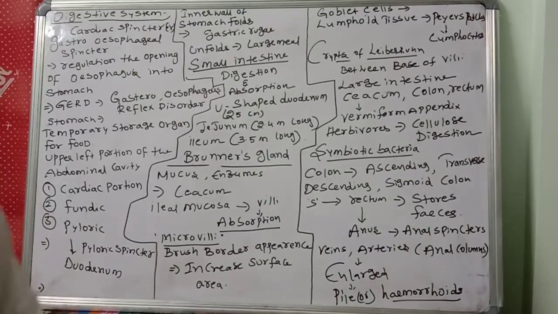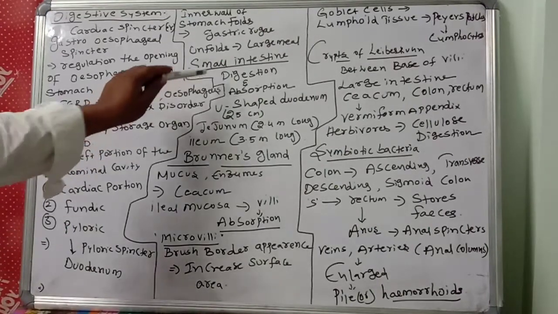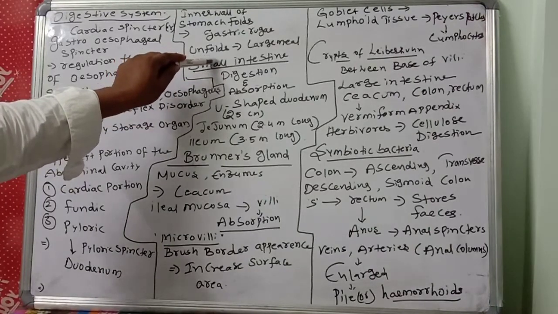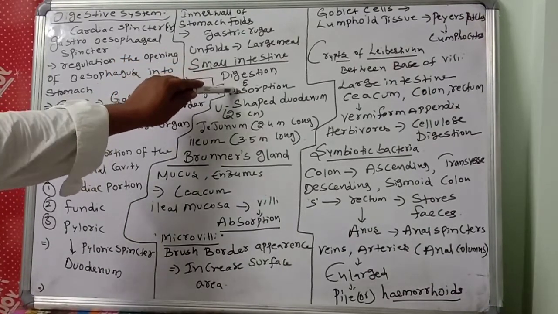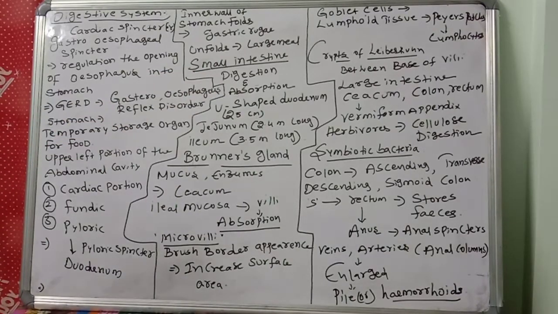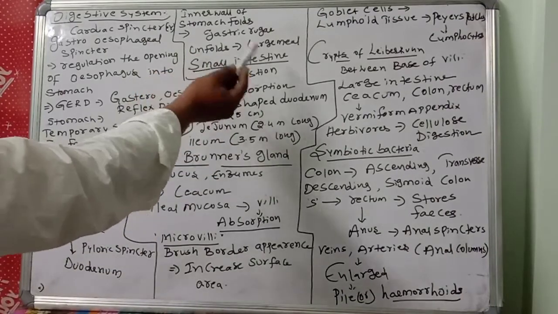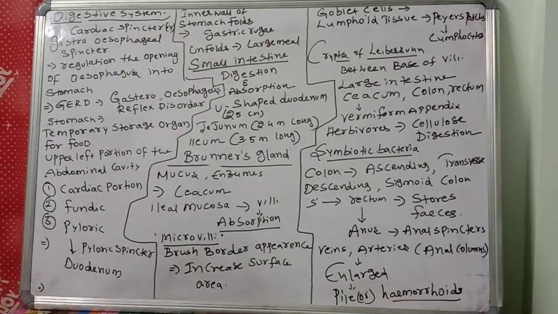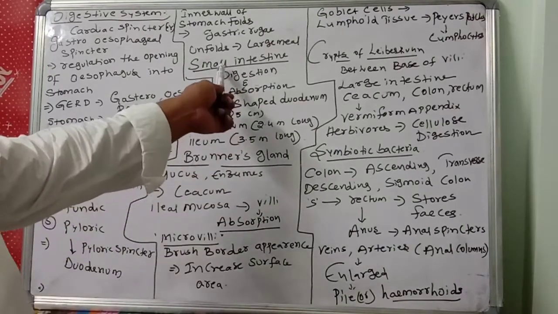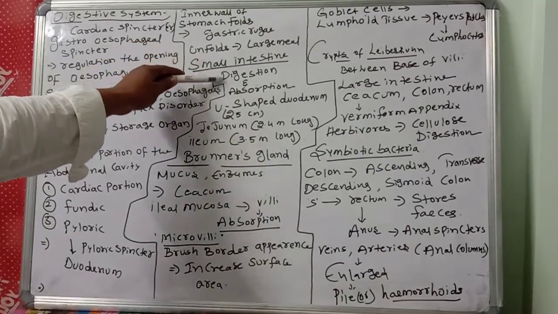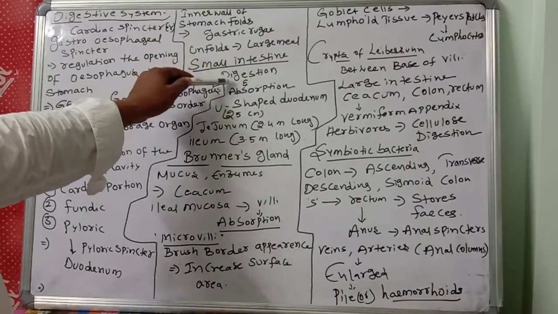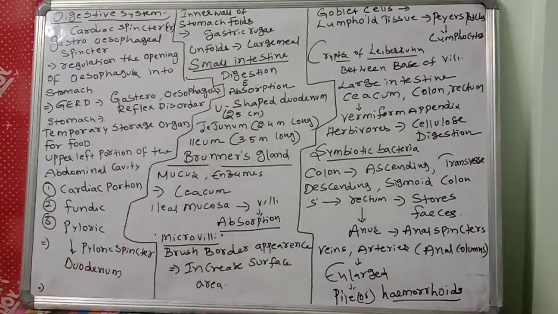The most important function of the small intestine is digestion and absorption. It is the largest part of the alimentary canal. The small intestine is the very largest part of the digestive system or alimentary canal. So the small intestine is helpful for what? Digestion and absorption.